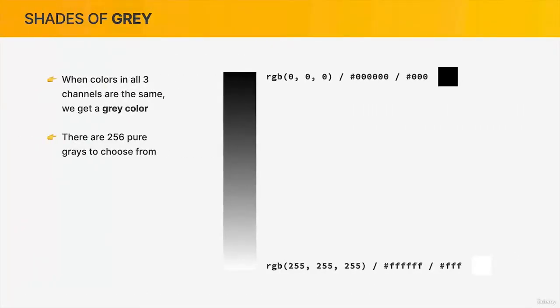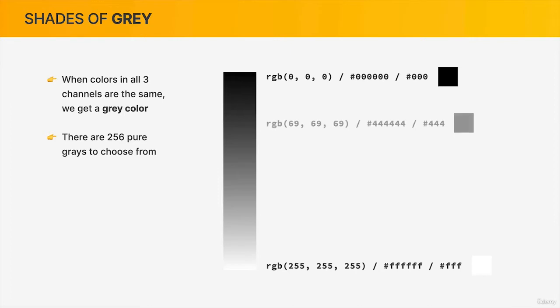Finally, just something about grays, which are a special kind of color that we need all the time in CSS. So basically, in the RGB model, when the three colors in the three channels are exactly the same, what we get is a gray color. So at both extremes of the spectrum, when all of the values are 0, we get complete black, and when all of them are at maximum, so at 255 or at FF, then we get white. But of course, there are many other gray colors in between that we can use. And to be precise, there are exactly 256 pure grays to choose from.